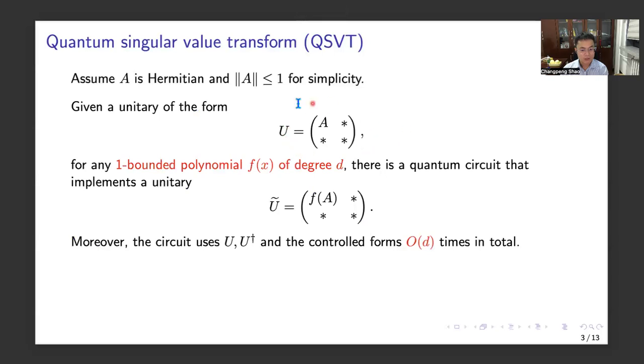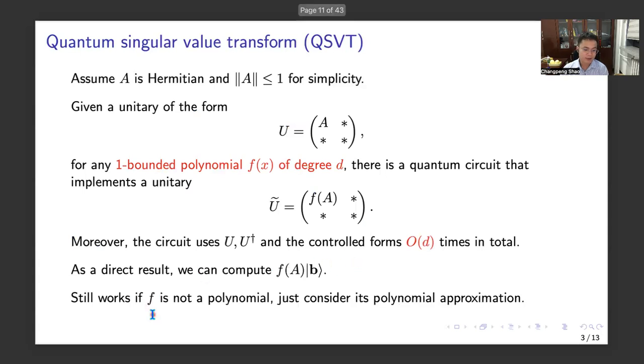We are given a unitary of this form. The top left block is A, and f is bounded by one polynomial of degree d. Then there is a quantum circuit that implements a unitary of this form. The top left block is f(A), and this quantum circuit uses U, U inverse, and the controlled forms of U and U inverse, d times. So as a direct result, we can just apply this unitary to a state and obtain this quantum state.